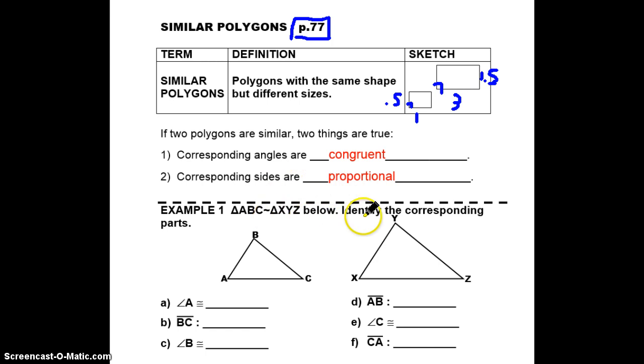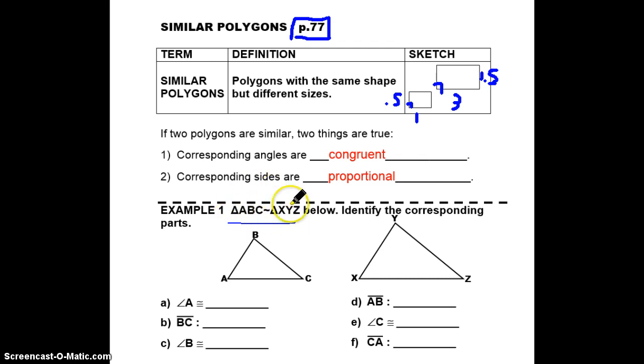We need to be able to identify corresponding parts. Now this time they give us a picture, but sometimes they just give us this statement right here. Or sometimes they give us pictures, but the pictures aren't turned the right way. Okay, so it's not always as obvious as this one is, we want to be able to match what corresponds. So notice A is the first letter there. First letter in this one is X.